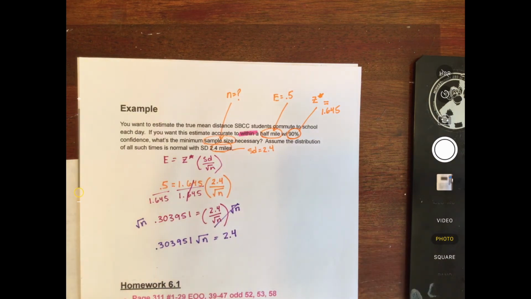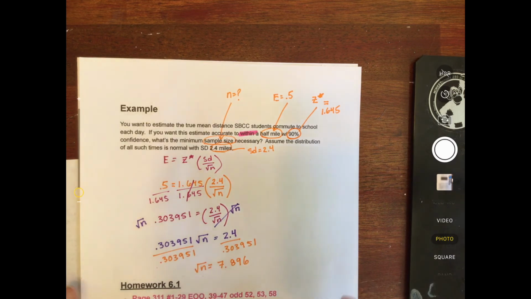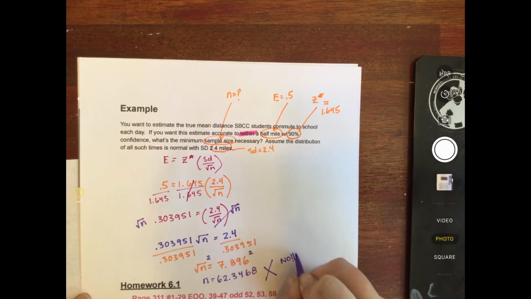Well, I'm trying to isolate n, so I'm going to divide both sides by 0.303951. I get the square root of n is equal to 7.896. We're almost there, but now I just need to square both sides in order to get n. Looks like the minimum sample size is going to be 62.3468. No, okay? That is not a correct answer.